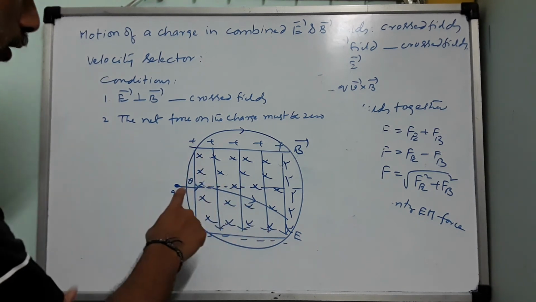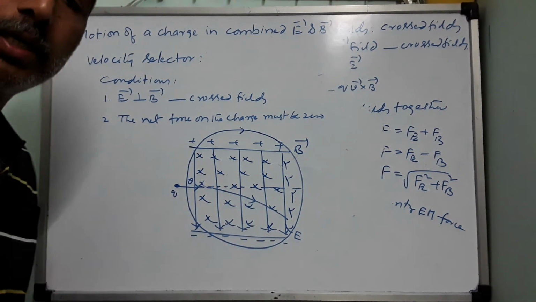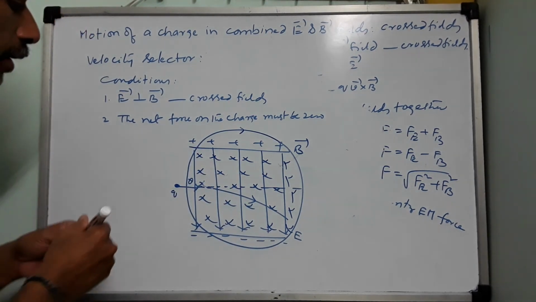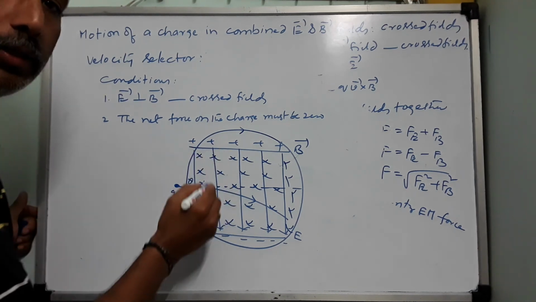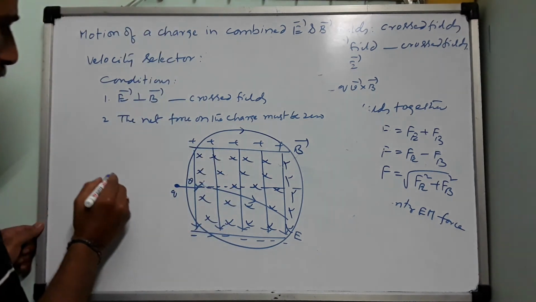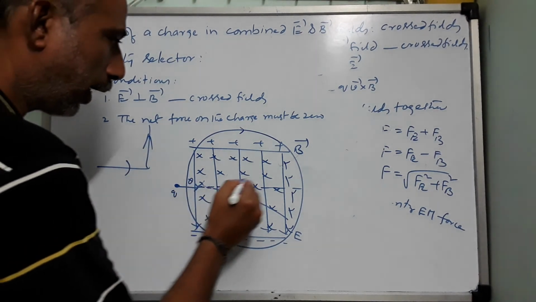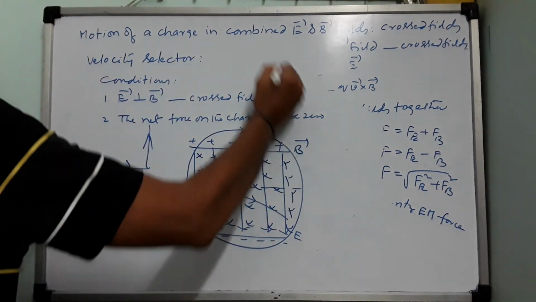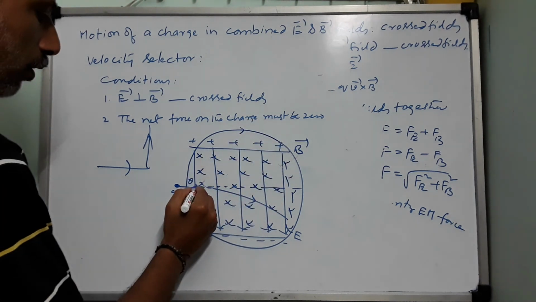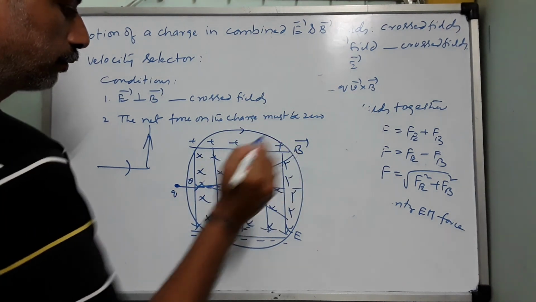Therefore the charged particle, as soon as it enters into the magnetic field, what will happen? It experiences a force in the upward direction. So suddenly it will not move straight as it is coming. It will take a curved path. It will go in a circle like this. So this will go in a circular path like this.